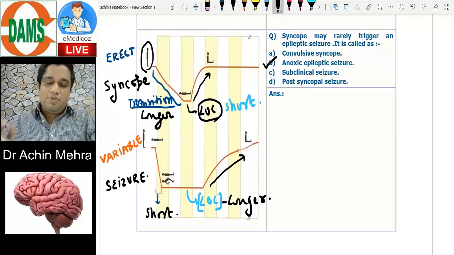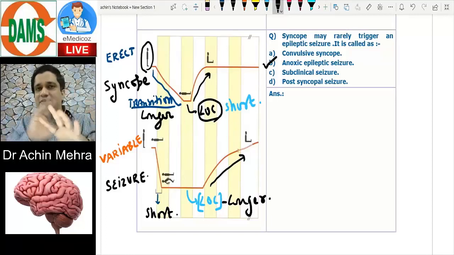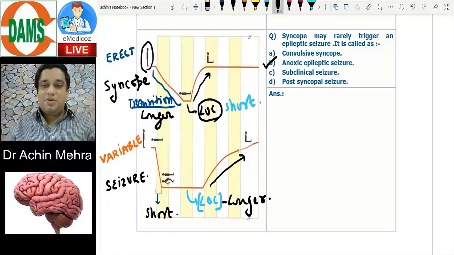Okay, so don't mention it as convulsive syncope, it's a very big term. Neither a subclinical seizure, nor a post-syncopal seizure, which is a very generic term. So I'll go with the anoxic epileptic seizure, the best answer.